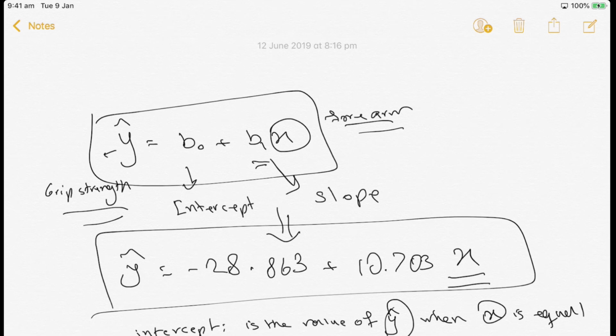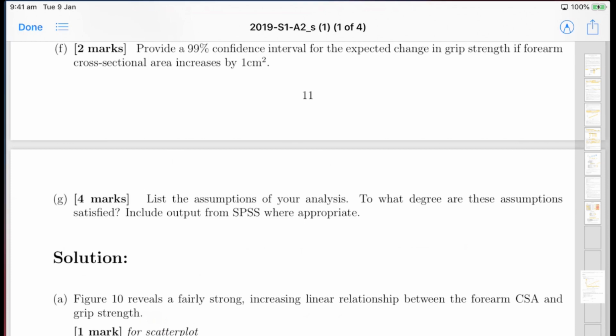Don't replace anything for x and y in the linear equation, okay? If you want to predict something, then that's when you can replace x values to find out the y values, the predicted value. We will see this in this question now.